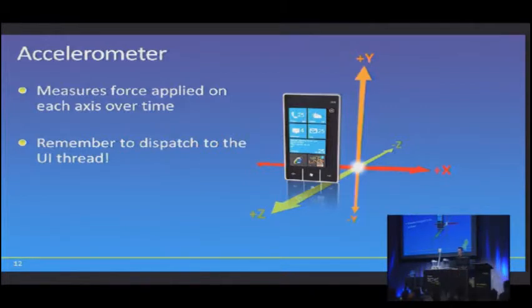The only really tricky thing to remember about the accelerometer is that it fires events on a non-UI thread. So when the accelerometer gives you a change, you need to dispatch to the UI thread.